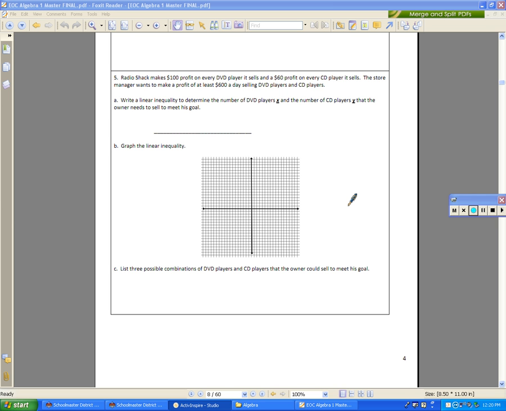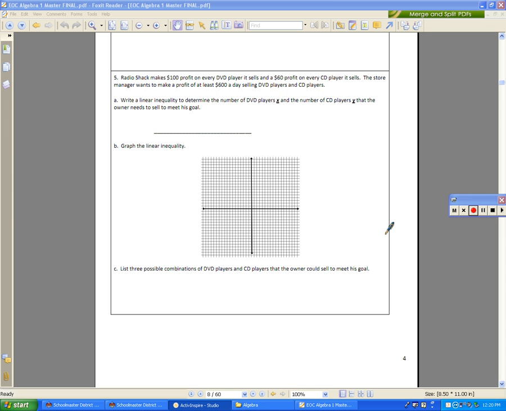Well, it's an easy equation, right? Yeah. Because you get 100 for every DVD player, so how much do you get total? 100x plus, how much do you get for every CD player? 60, so we're going to go plus 60y, and he wants that to be at least or greater than or equal to what? 600. Okay? So 100x plus 60y is greater than or equal to 600.